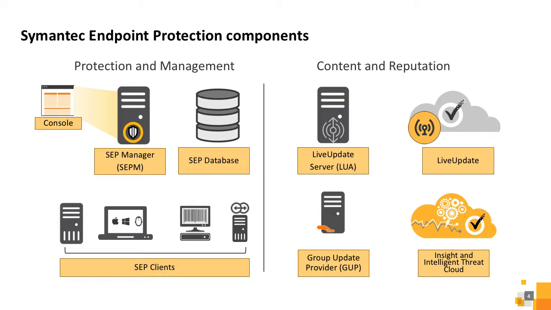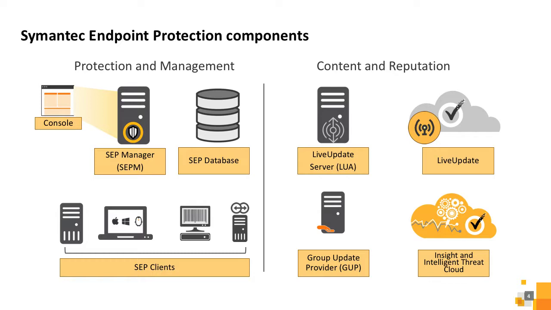An internal Live Update, or LUA server, allows for control of the hierarchy and architecture used to distribute content updates. The Group Update Provider, or GUP, is a function built into the SEP client that can be enabled through the Live Update policy. The GUP role is used to redistribute content from the SEPM to clients that have a good connection to the GUP, but a poor connection to the SEPM.